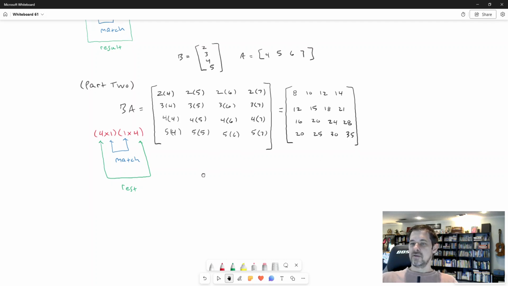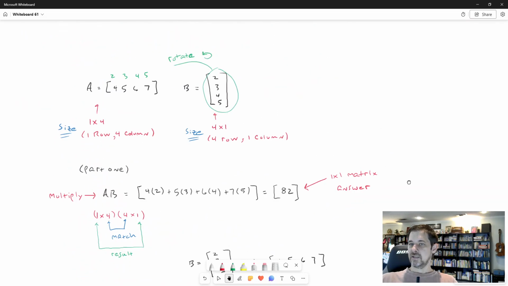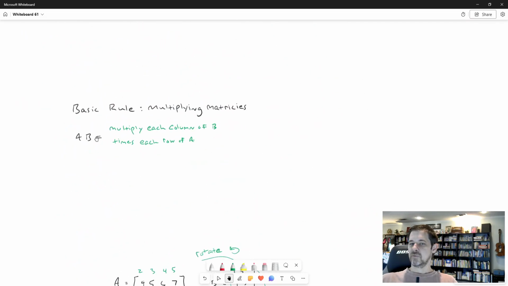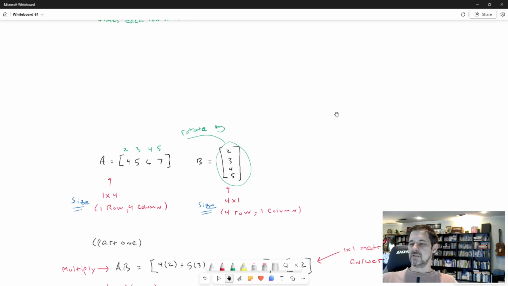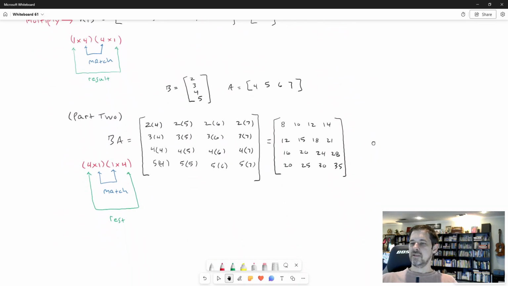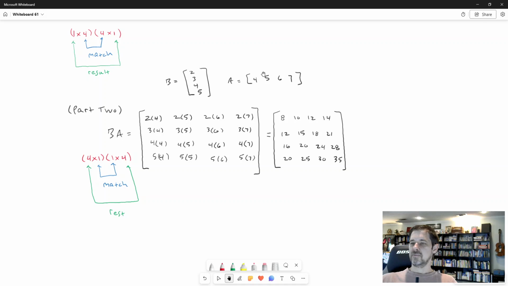Okay, but how do I do it? All right, let's look back at this rule. The rule said that we're going to multiply each column of this matrix times each row of that one. All right, so try to imagine how that would look. So each column of this one times each row of that one. If I was going to do that here, I don't have to rotate it. Like, what's this column times this row? 2 times 4, right there.